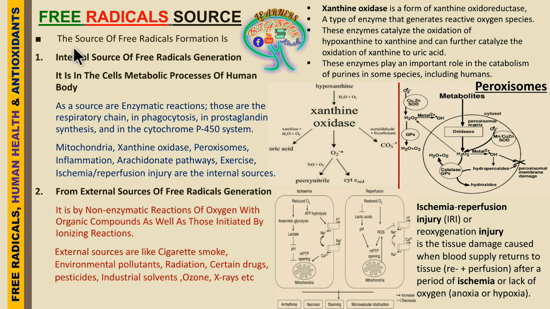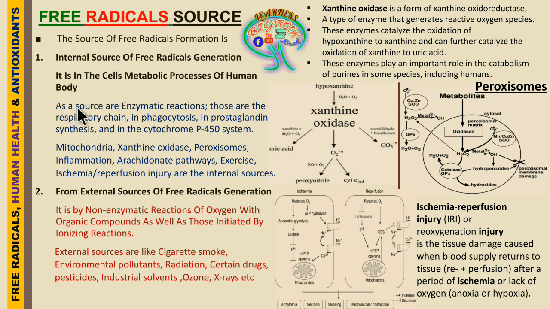Now coming to the free radical source, there can be two sources of free radical formation, that is the internal source of free radical generation and the external source of free radical generation. Now, internal source, as we have discussed already, the free radicals are the byproducts of metabolism, as metabolism is the internal process. So that cell metabolism is going to stand as the internal source of free radical generation.